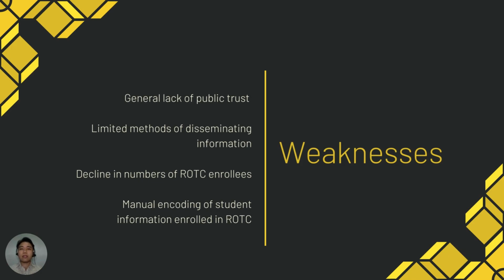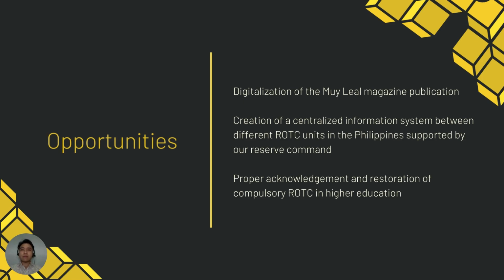So for the weaknesses, the first and foremost would be the general lack of public trust. Second would be the limited methods of disseminating information. Third is the decline of ROTC enrollees. And fourth would be the manual encoding of the student information enrolled in ROTC.